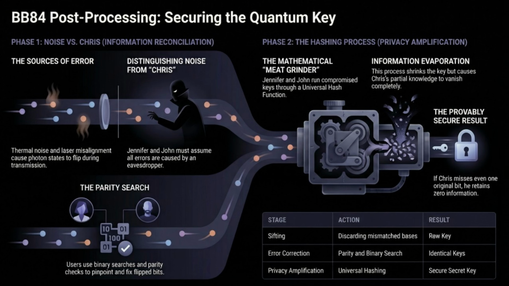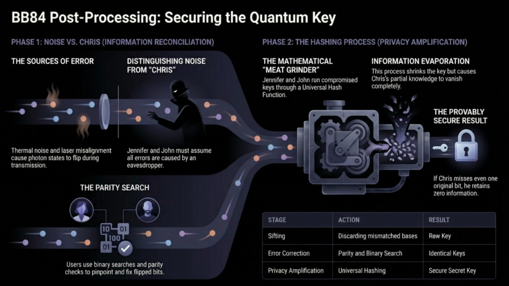In the quantum world, we deal with two types of interference. First, there are natural sources of error, like thermal noise or laser misalignment, which can flip photon states during transmission. However, Jennifer and John must follow a strict security rule. They assume all errors are caused by an eavesdropper, whom we call Chris.